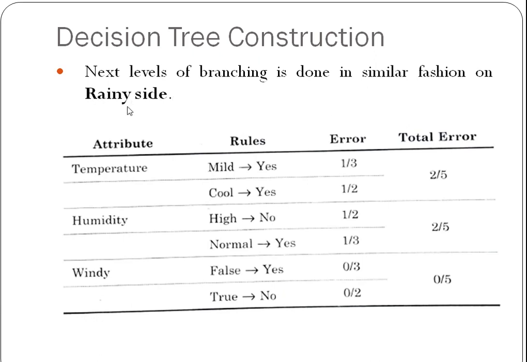And for the rainy side, you will do the similar exercise, and here you will find windy. It completely classifies the data. If it is not windy, then outdoor play is yes. If it is windy, outdoor play is no. So we get pure leaves here, so it completely classifies.